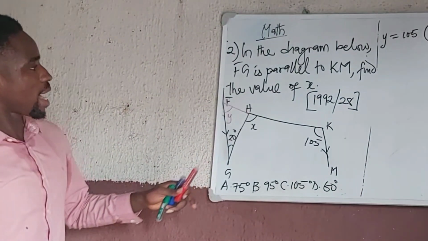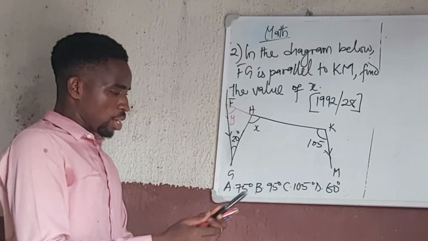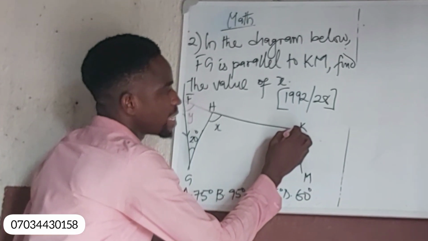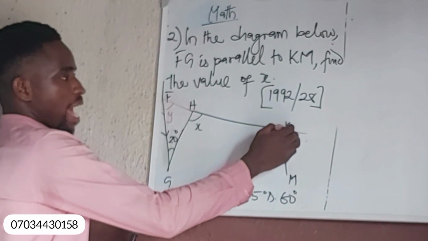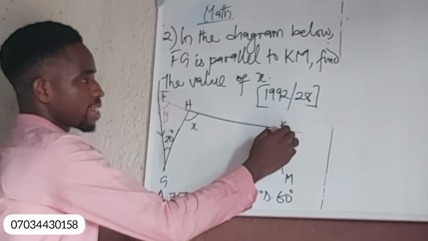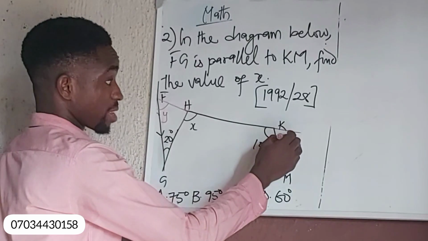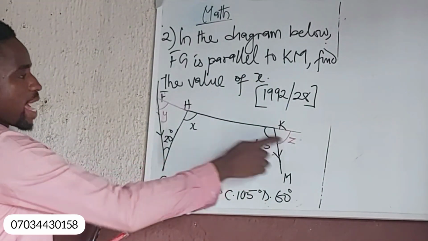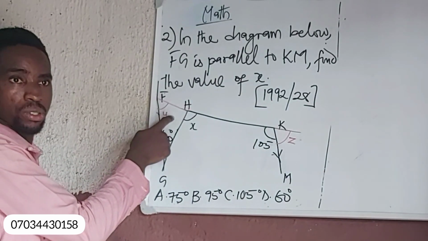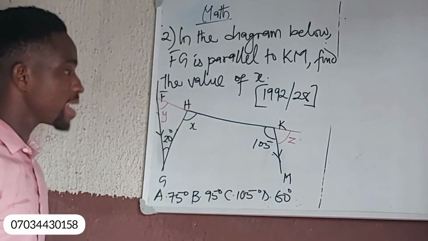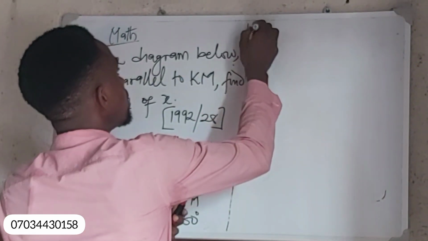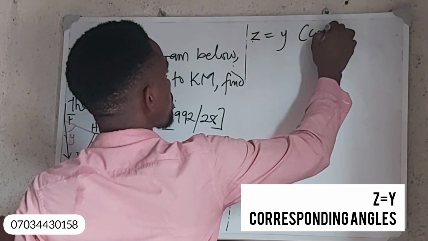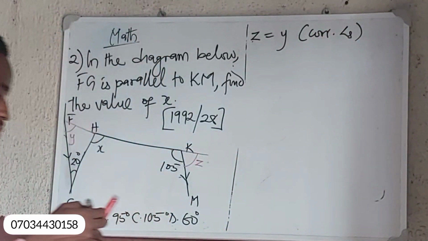So as it forms angle Y, we can go ahead and equally extend this line here so that an angle will form here, which we can call angle Z, for instance. Okay, now angle Z and angle Y are corresponding angles. So we can say that Z is equal to Y. The reason is corresponding angles.